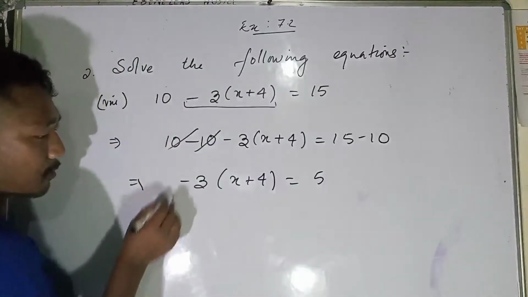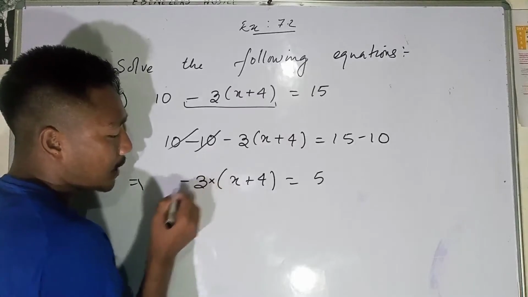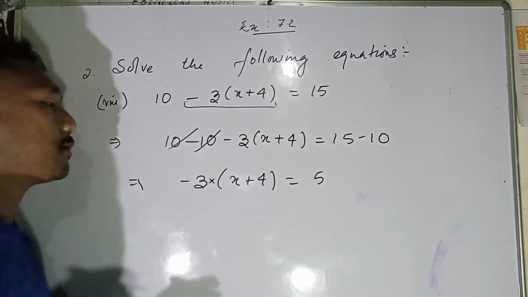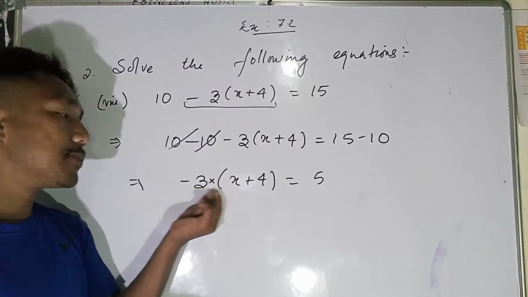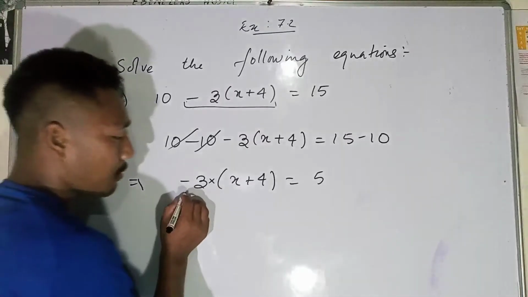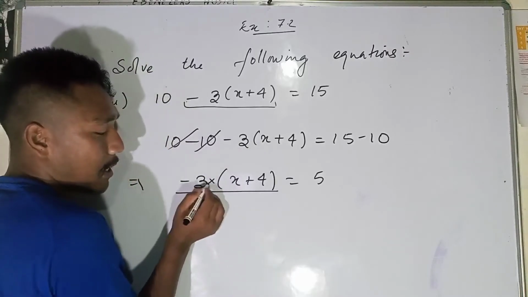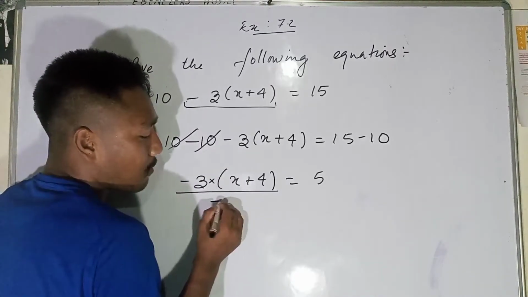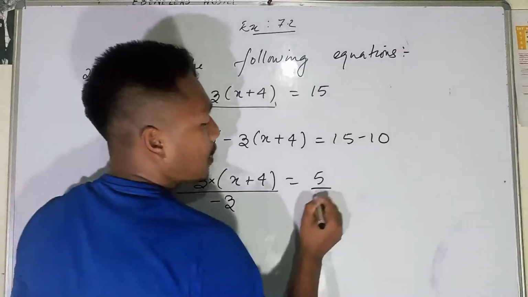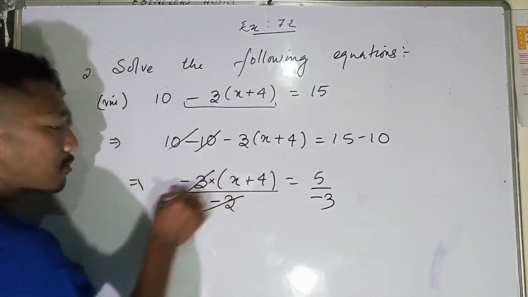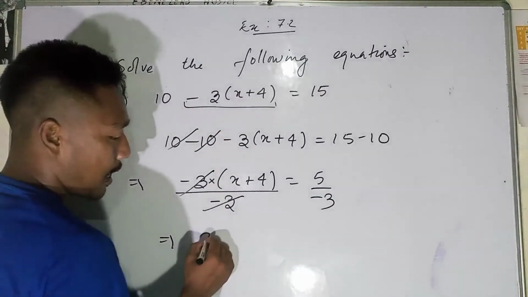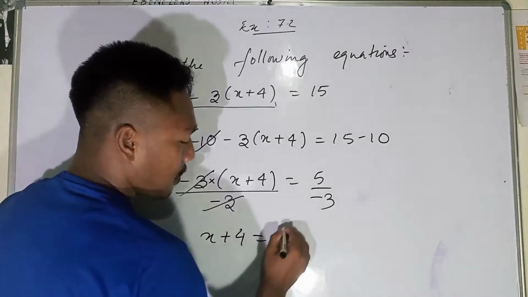Now if I want to remove this minus 3, it is multiplied with this number. So if I want to remove this multiplied minus 3, I don't have to add. When a number is in a multiplication, I have to divide by the same number, that is minus 3, and here also minus 3. Minus 3 and minus 3 get cancelled. So what do we get? X plus 4 is equal to 5 by minus 3.